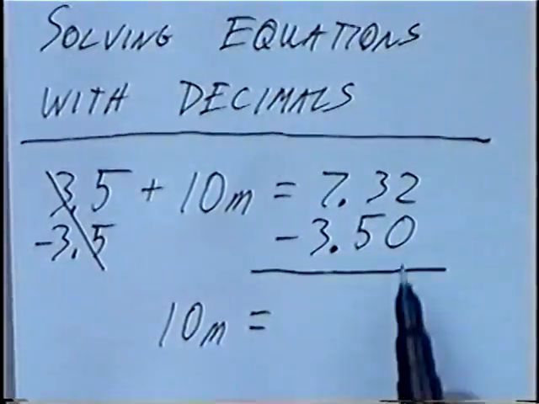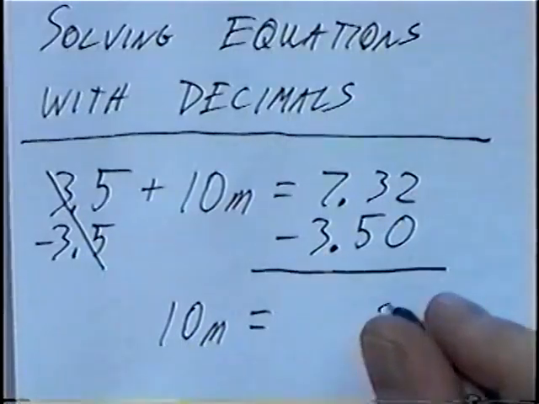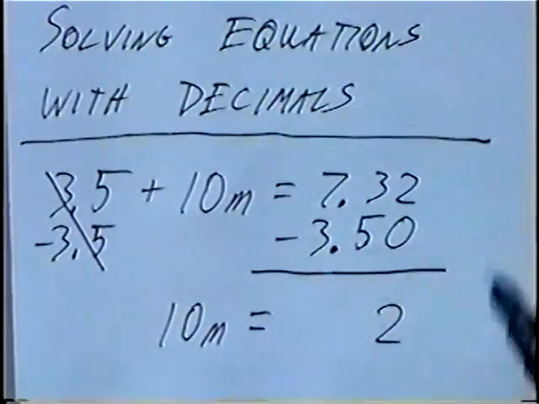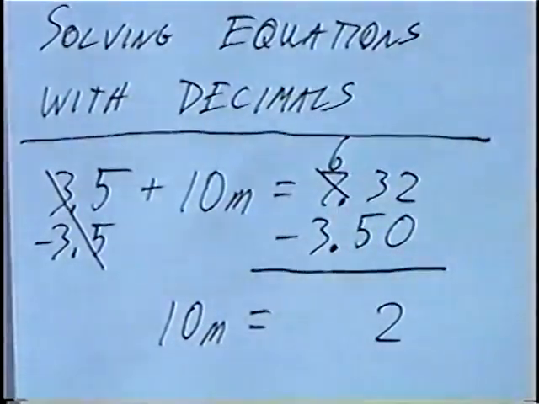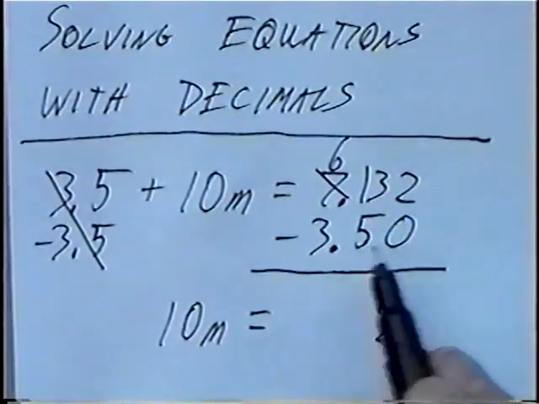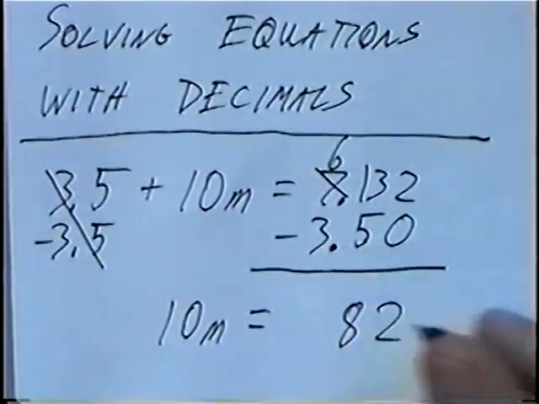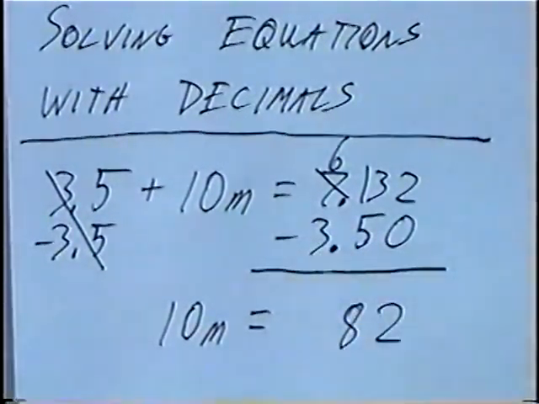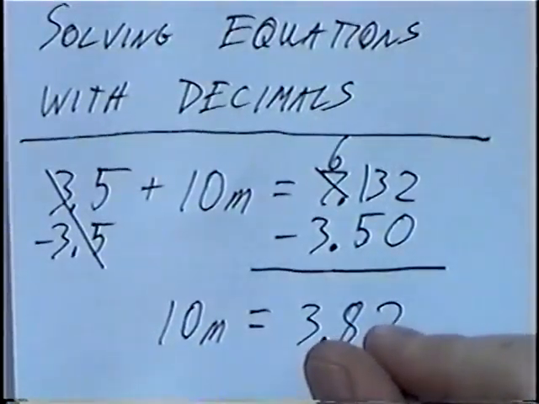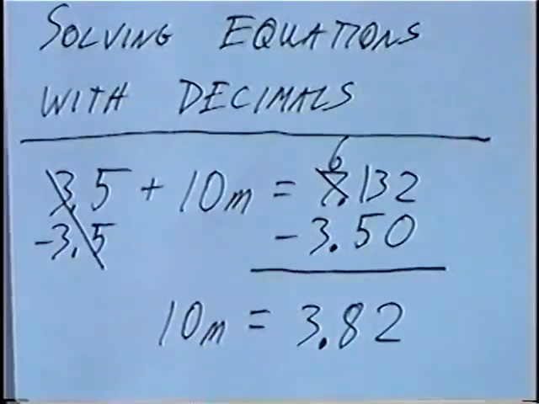And we can subtract. 2 minus 0 would be 2. 3 minus 5, again we can't subtract, so we'll have to borrow from the next number, which becomes a 6, and then a 13 we're subtracting. 13 minus 5 would be 8, and 6 minus 3 would be 3. When you subtract decimals, the decimal comes straight down, so we'll have 3.82.